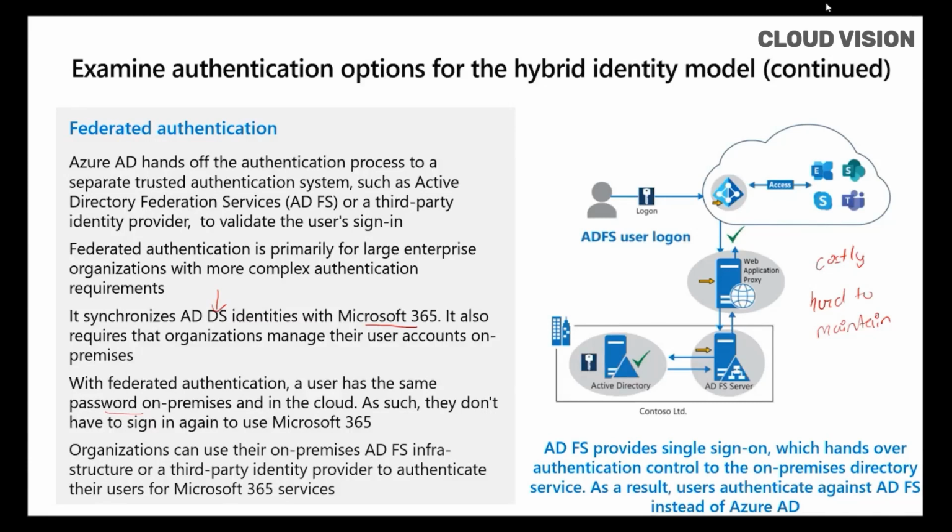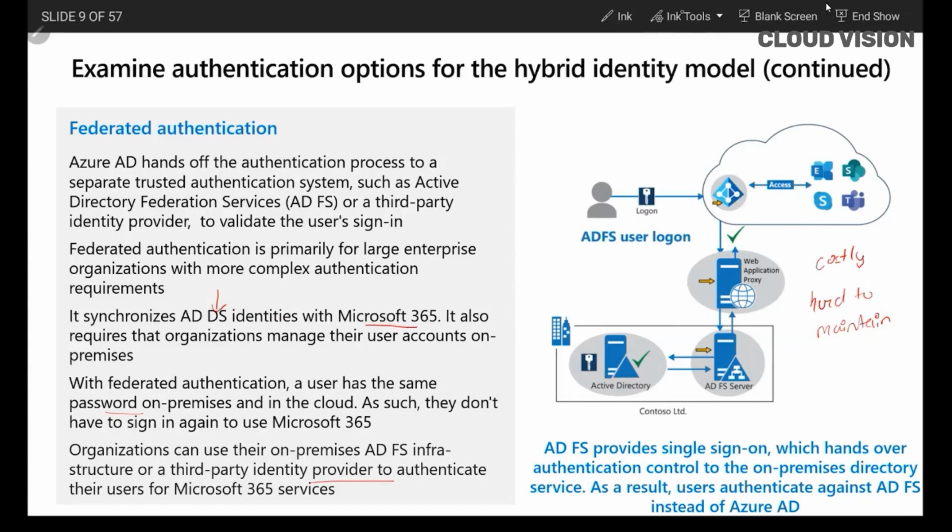Now, as we saw, you can either use ADFS as your authentication solution provider, or you can use a third-party identity provider to authenticate their Microsoft 365 service. So depending upon what your business requirements are, you can use any of these authentication solutions as an authentication provider or a solution for your hybrid identity model.